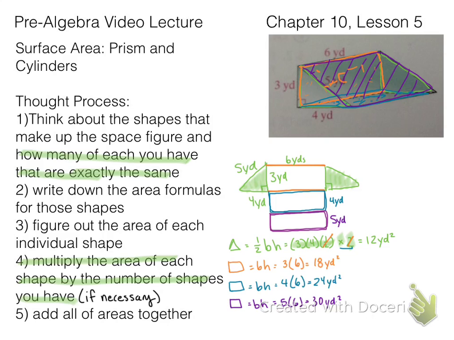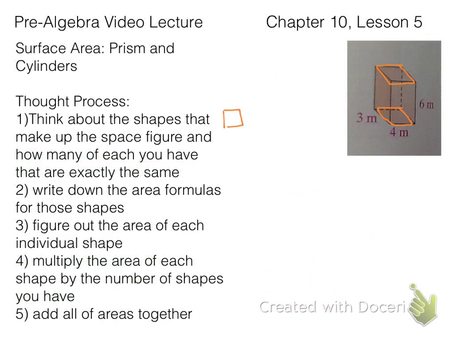The 2 triangles are the exact same size, so I could just multiply one of the areas by 2 to get both areas. And then each of my other rectangles are actually all 3 different dimensions, so I can't just multiply one of them to get all 3. Okay, so my total surface area of this figure is to add them all up, which is step 5, and we get 84 yards squared, because we're dealing with area. Okay, so let's move on to the next one.